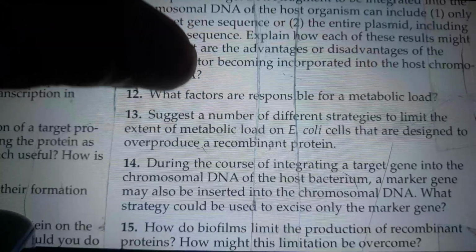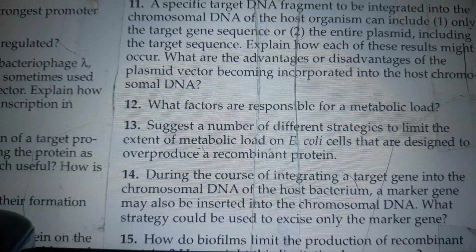Number 11. A specific target DNA to be integrated into the chromosomal DNA of the host organism can include 1. only the target gene sequence, or 2. the entire plasmid, including the target sequence. Explain how each of these results might occur. What are the advantages or disadvantages of the plasmid vector becoming incorporated into the host chromosomal DNA?